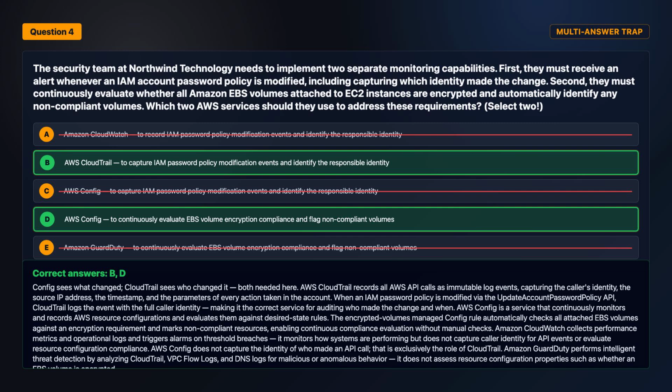Amazon CloudWatch collects performance metrics and operational logs and triggers alarms on threshold breaches. It monitors how systems are performing, but does not capture caller identity for API events or evaluate resource configuration compliance. AWS Config does not capture the identity of who made an API call. That is exclusively the role of CloudTrail. Amazon GuardDuty performs intelligent threat detection by analyzing CloudTrail, VPC flow logs, and DNS logs for malicious or anomalous behavior. It does not assess resource configuration properties such as whether an EBS volume is encrypted.